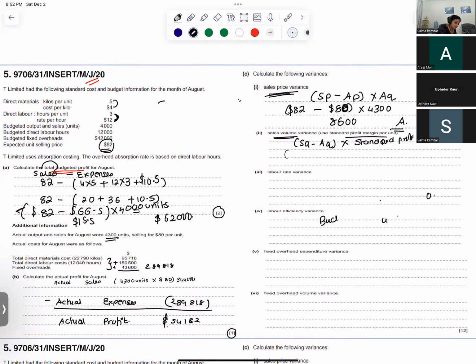15.5. What was the standard quantity? 4,000. Minus the actual quantity, 4,300, times the standard profit per unit, 15.5. Favorable or adverse? Favorable, because I have sold more than what I have expected. Do not put any dollar sign next to the variance.